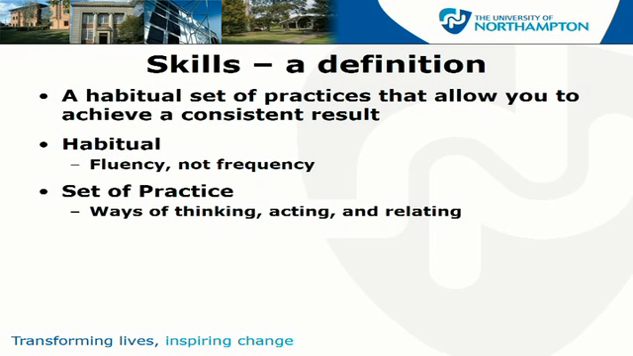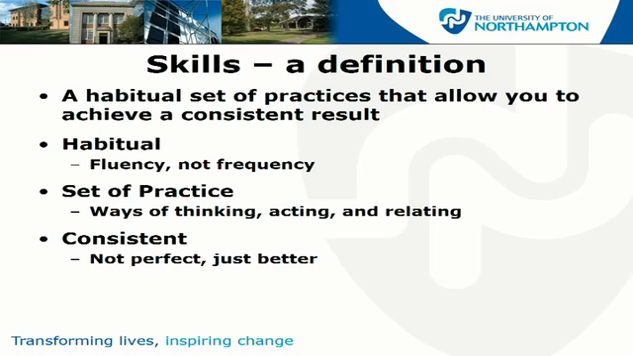Let's move on to the third thing here, which is a consistent result. Let's take the first of those words, consistent. Even a skilled person will not necessarily do things perfectly. They will do things consistently. This really means that you're doing it not perfectly, but just better. A skilled person will achieve better results more often than a less skilled person.